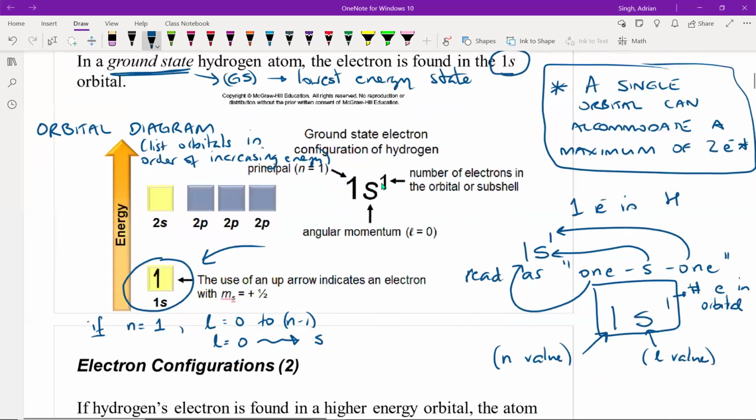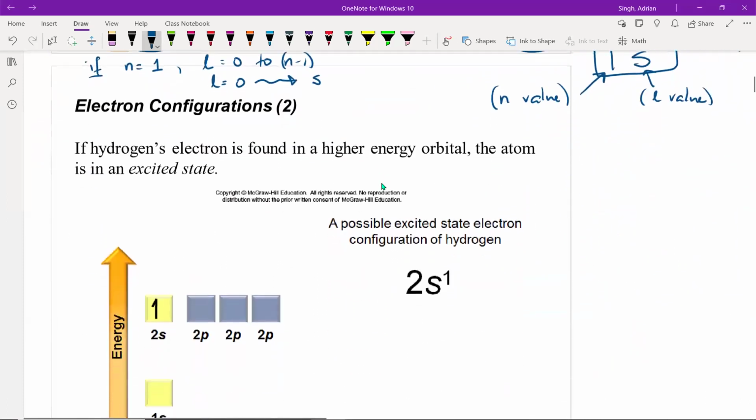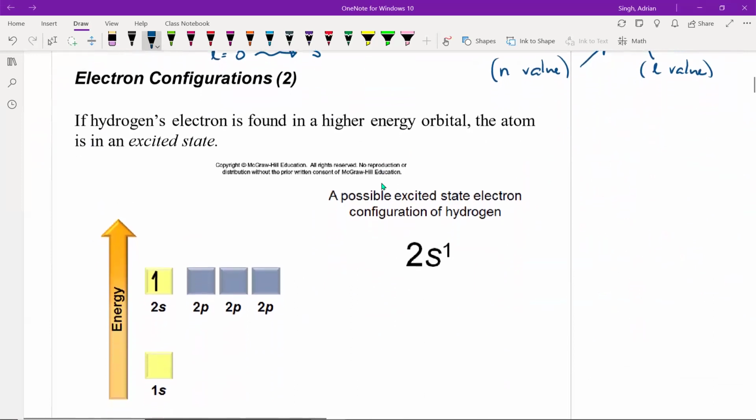Now we're going to take a look at the different types of rules that we use to write electron configurations. So if we go back to the hydrogen atom, we talked about it in the ground state. This is where the electron is, and in your orbital diagram, we typically represent an electron as an arrow, specifically as a half-headed arrow.